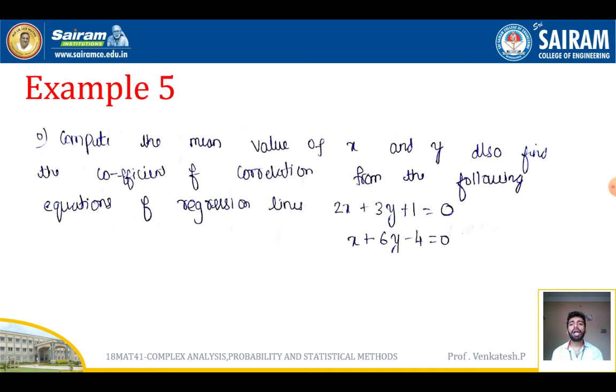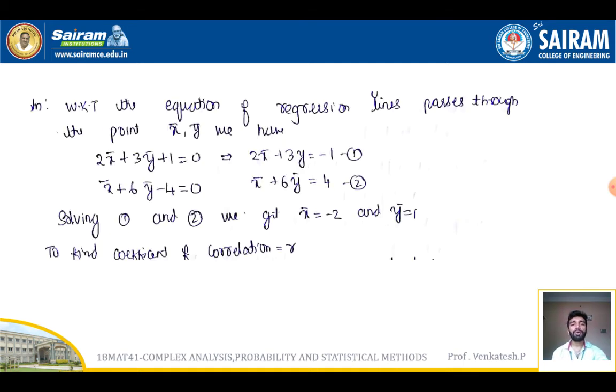Example number 5. Compute the mean value of x and y also. Find the coefficient of correlation from the following equations of regression lines. So it is given like 2x plus 3y plus 1 is equal to 0. X plus 6y minus 4 is equal to 0. So as we know, I'm going to estimate the values of mean of x and mean of y as the points x bar and y bar will pass on the point on the lines of regression here.